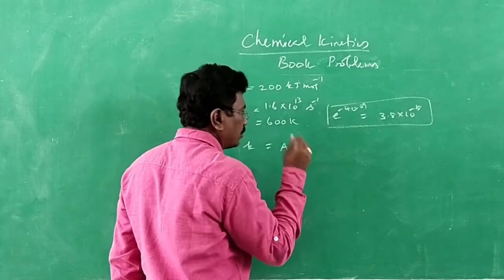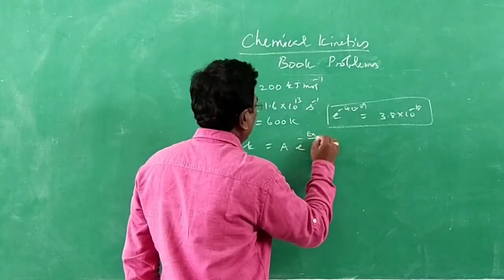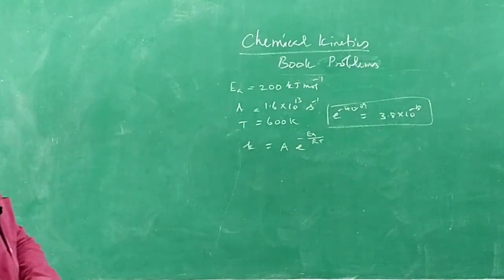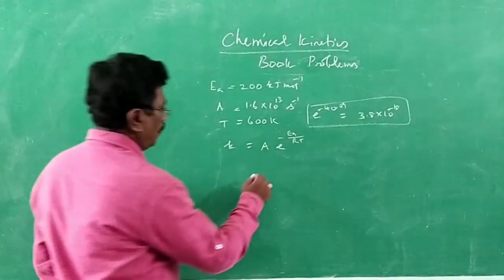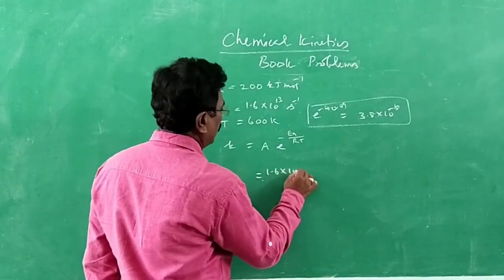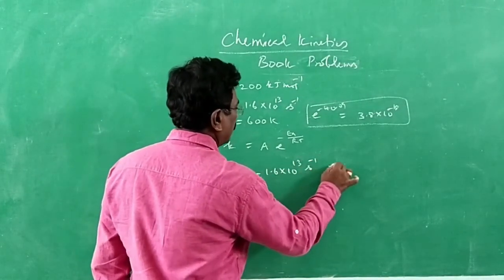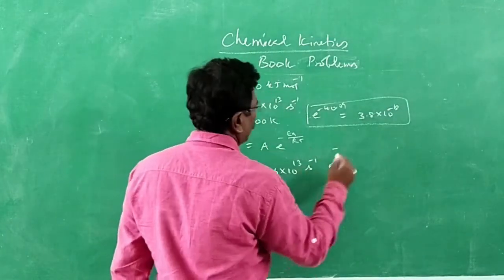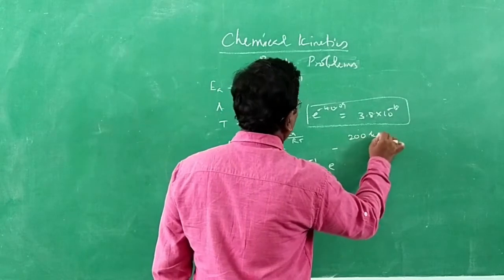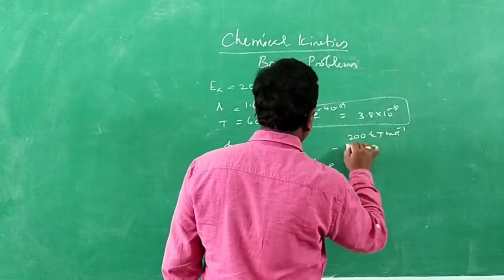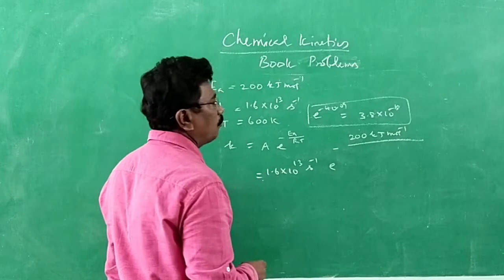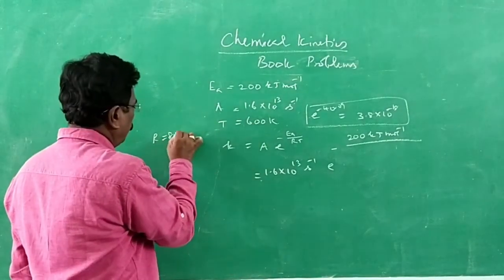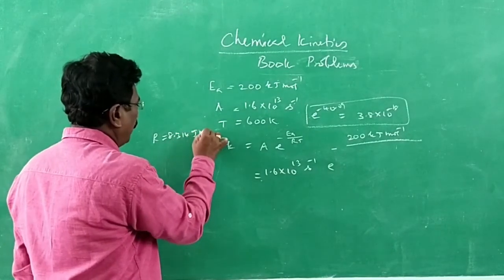As such we can use minus EA by RT. K is equal to A into e power minus EA by RT. What is the value of A? 1.6 into 10 power 13 per second. E power minus EA, what is energy of activation? 200 kilojoule per mole divided by R value 8.314 joule. R value is in joule, 8.314 joule per mole per Kelvin.